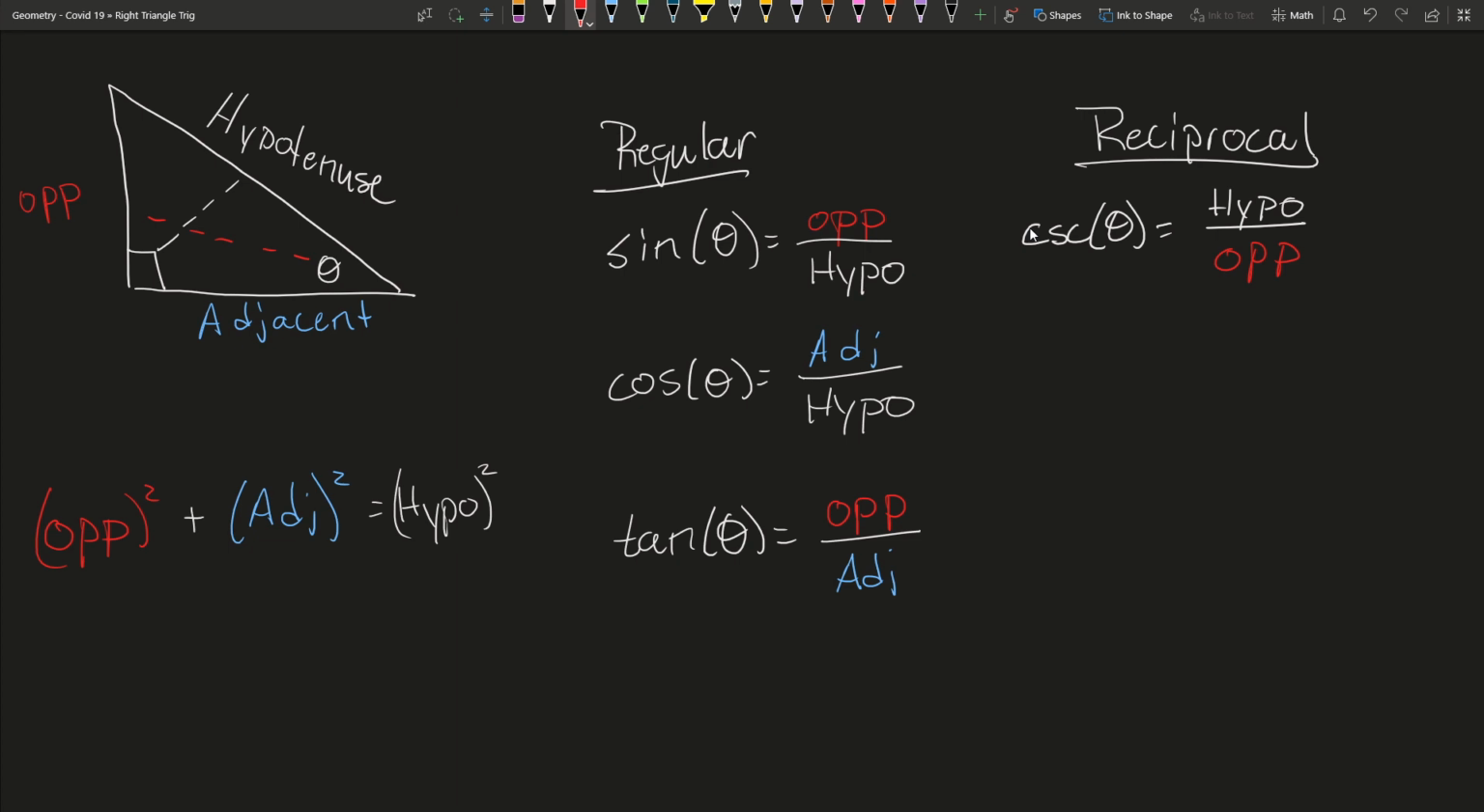Okay, so it's just another relationship with the angle theta, but it is a different ratio between sides, and that ratio is just the reciprocal of the sine ratio. Okay, the reciprocal of cosine is secant, and secant of theta is the reciprocal of cosine, so it will always be the hypotenuse over the adjacent. And then the same thing with tangent. So the reciprocal of tangent is called cotangent, and that relationship will always be adjacent over the opposite.